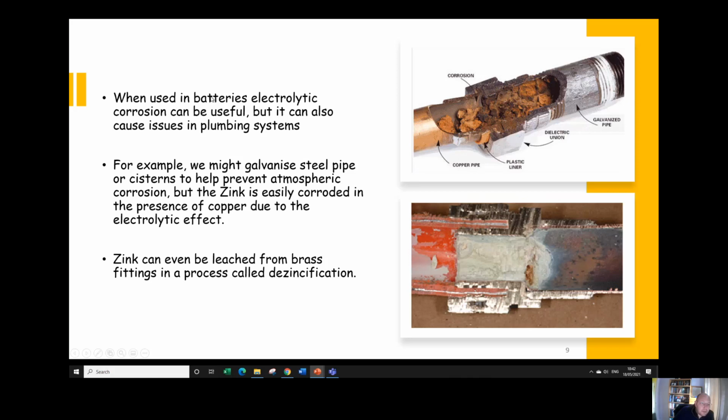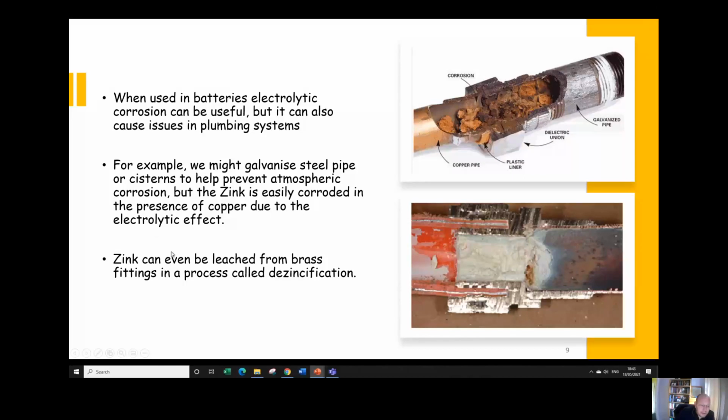So yeah, it can be useful, electrolytic action, for example in batteries, but it can also cause issues in plumbing systems. For example, galvanized steel pipe is a steel pipe which has a zinc coating on it to protect it from the water. If you put that next to copper, that zinc coating would be electrolytically corroded fairly quickly, because there's quite a big distance between those two in the electromotive series. That would leave the steel exposed to the water, which could then cause atmospheric corrosion.